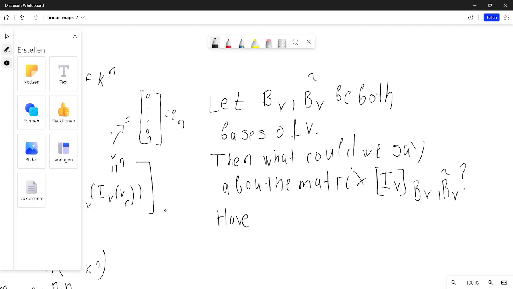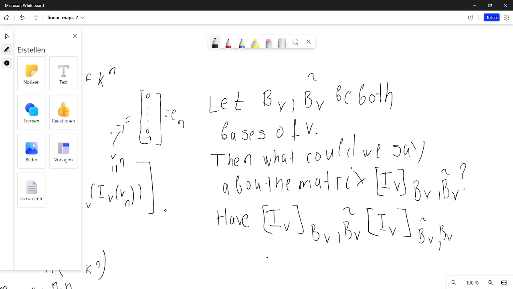Of course, we can also play the game the other way around, where we switch the bases. We start with these bases and get the matrix of I_V from B_V tilde to B_V times the matrix of I_V from B_V to B_V tilde. This is matrix multiplication. I could write a dot, but I'm not doing it. It doesn't matter. We know what is meant.